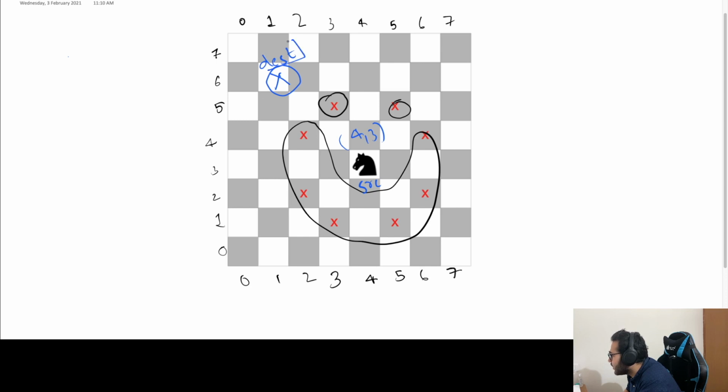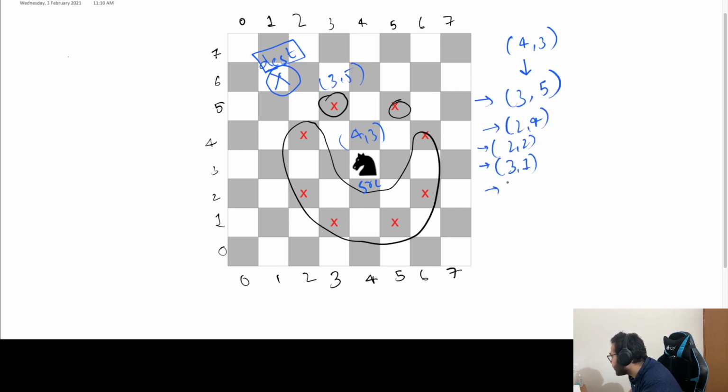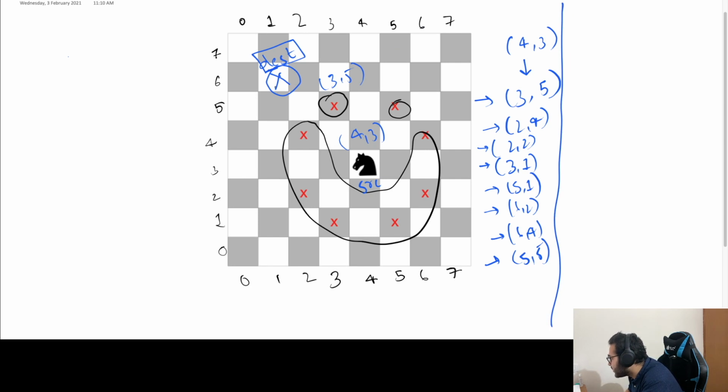Let's see how we can take our knight from this position, the source, to this destination. From 4 comma 3, where all can our knight go? This is 3 comma 5. Then let's try the possibilities: they can go to 2 comma 4, 2 comma 2, 3 comma 1, 5 comma 1, 6 comma 2, 6 comma 4, and 5 comma 5. Now, for these, have we already reached the destination, which is 1 comma 6?